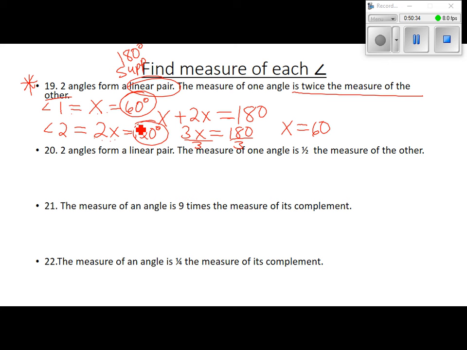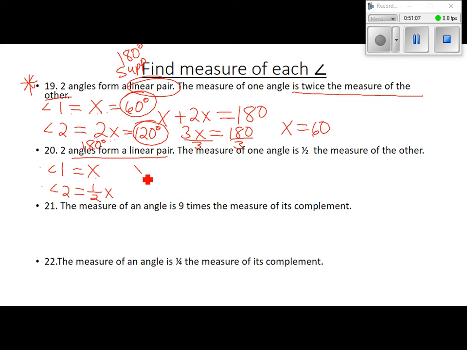And you can always check yourself to see if they add up to 180 like they were supposed to on this problem. Next one, 2 angles form a linear pair. So again, these 2 angles add up to 180 degrees. The measure of one angle is half the measure of the other angle. So again, I'm going to do angle 1, angle 2. Every time, this is what you should do on a problem like this. Start out angle 1, angle 2. Angle 1, I'm just going to say it's x. The other angle is half of that one, so it's 1/2 times x.